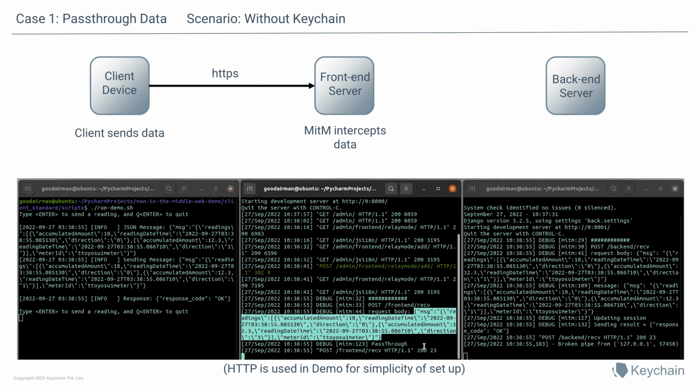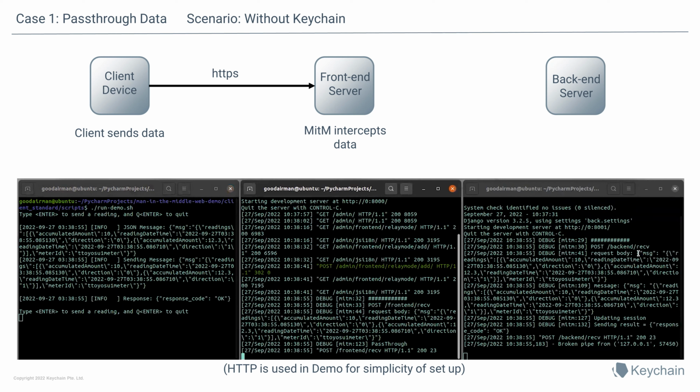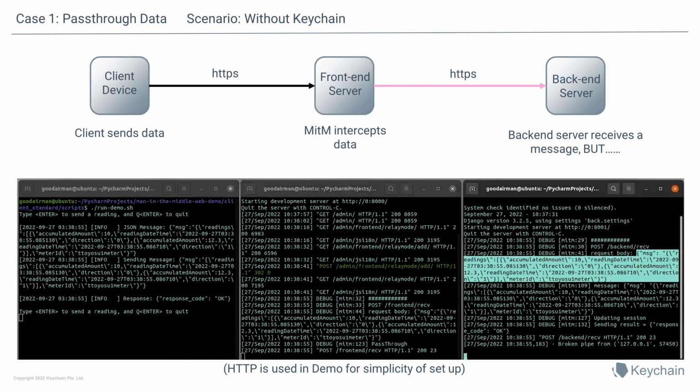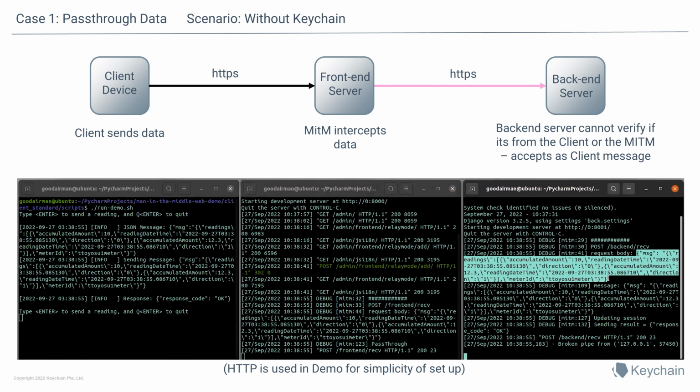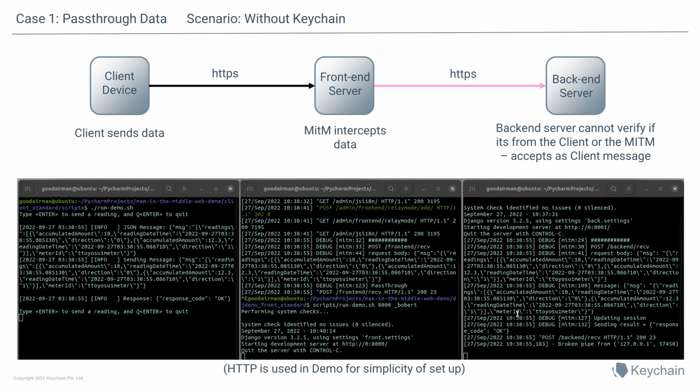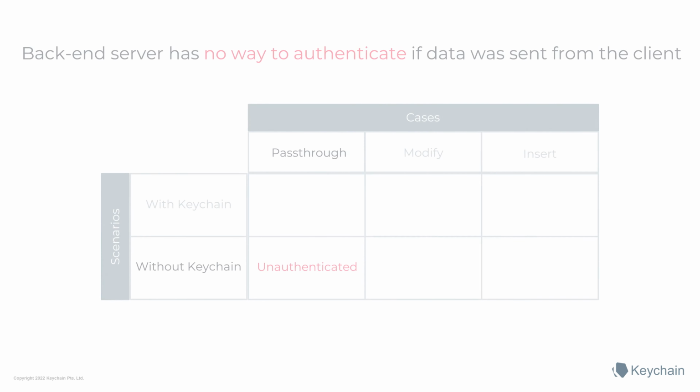And while we're not actually logging what we are sending to the backend server, it is essentially the same message. And as you can see, the backend server has received the message that was passed through by the front-end server. And because it's not running with Keychain enabled, there's no signing, there's no encrypting. And so it's essentially the same message that was sent from the client, and it doesn't realize that there was a man in the middle that actually touched the message in between. So that is the man in the middle demo running in pass-through mode without Keychain enabled.